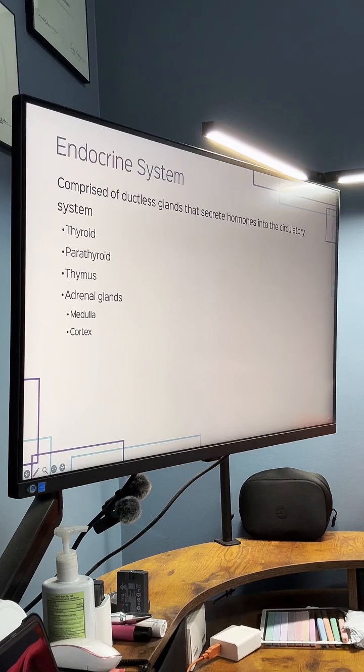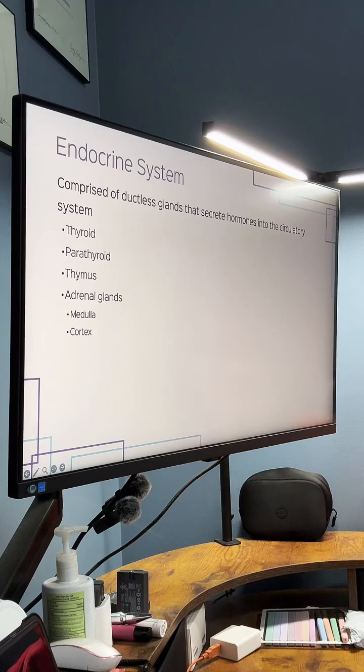The cortex makes our glucocorticoids, mineral corticoids, and sex steroids. The primary glucocorticoid is cortisol, which affects our carbohydrates and maintains blood glucose levels, and cortisol is secreted in times of stress. It also affects protein and fat metabolism for energy production. Mineral corticoids will help regulate our blood pressure and concentration of electrolytes.